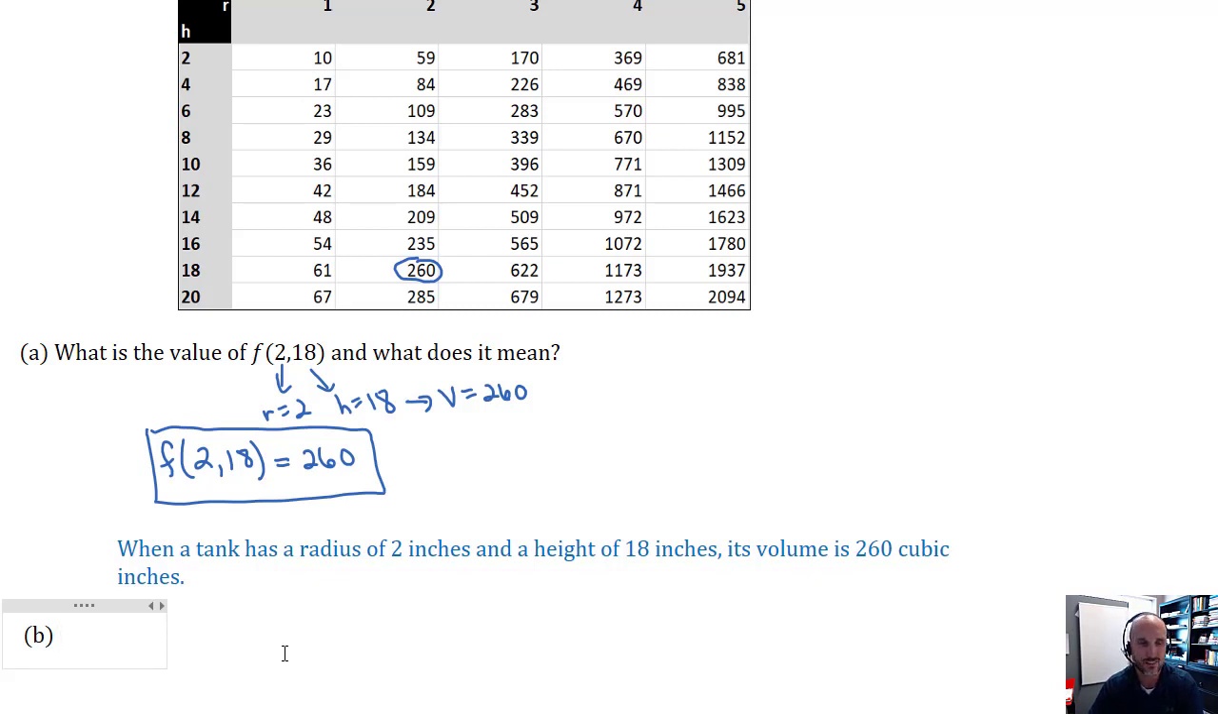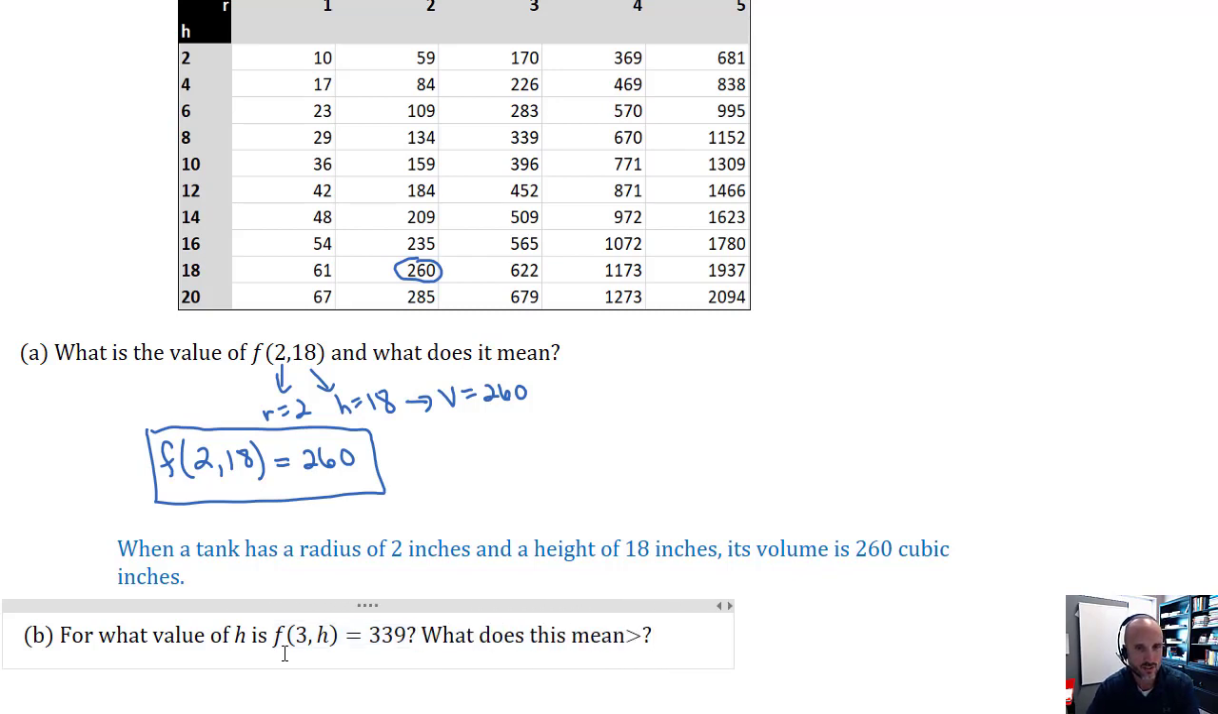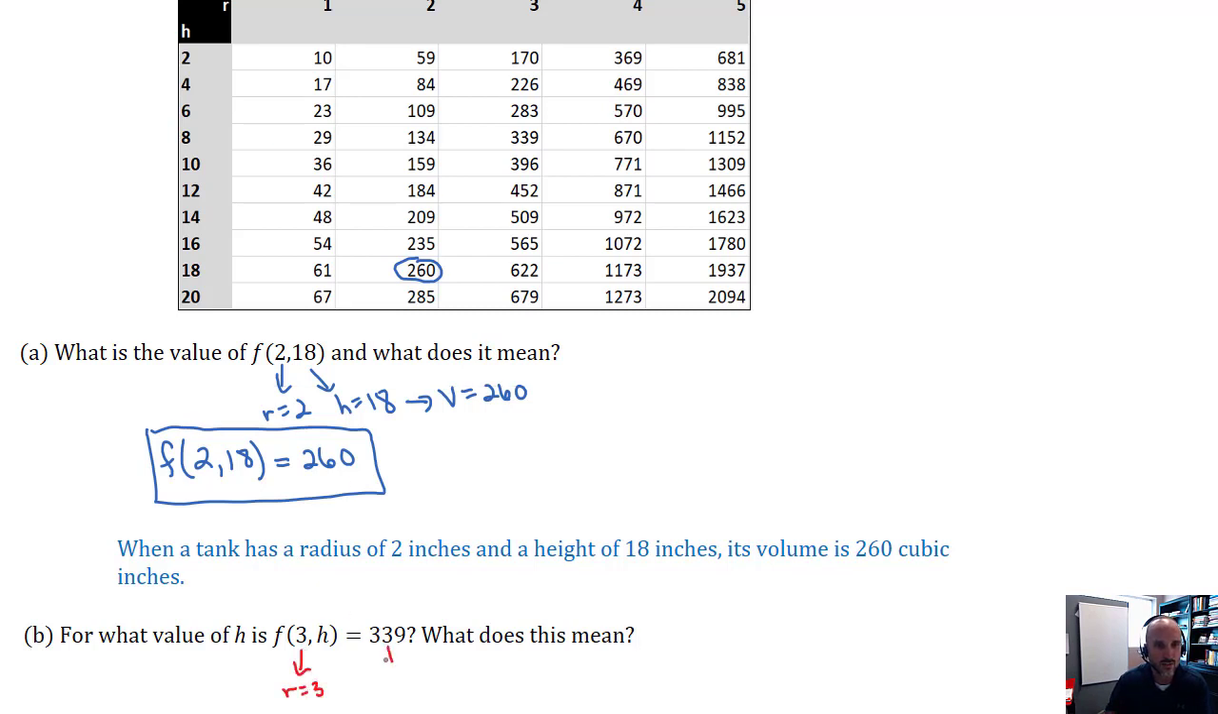Question B, and this will be the end of the video: for what value of h is f of 3 comma h equal to 339? And what does this mean? Okay. For what value of h is f of 3 comma h equal to 339? So now we are looking for a radius of 3 and a volume of 339.